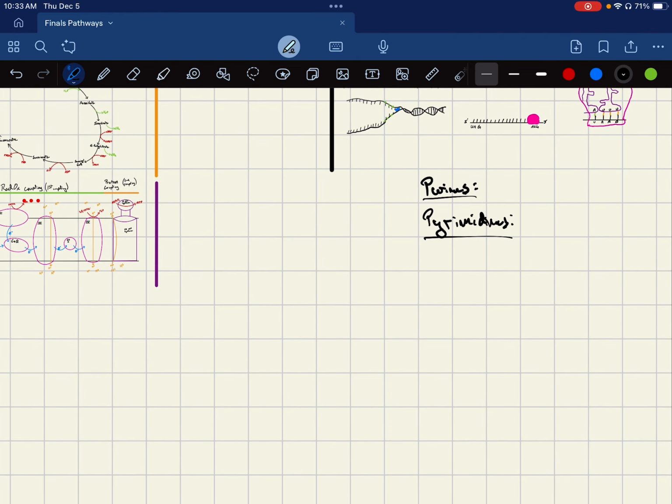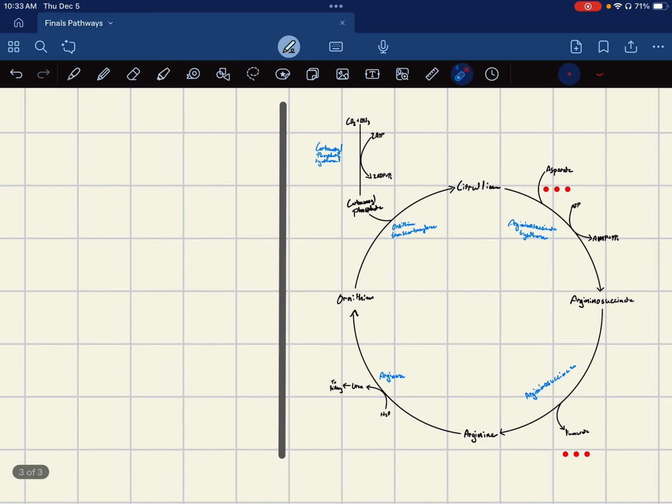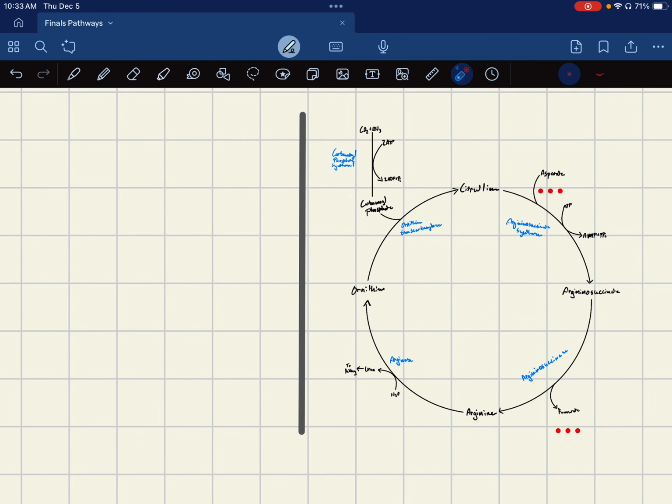Which leads us to the last tidbit here, which ends up being the urea cycle. So this is how the body manages nitrogen. This is the way we get rid of nitrogen. It's through the urea cycle. So the ammonia, which is produced from our amino acid catabolism, is really toxic for us, and we need to excrete it.